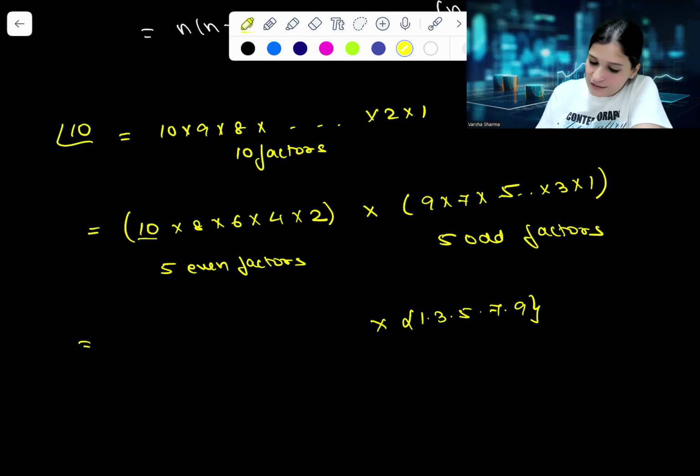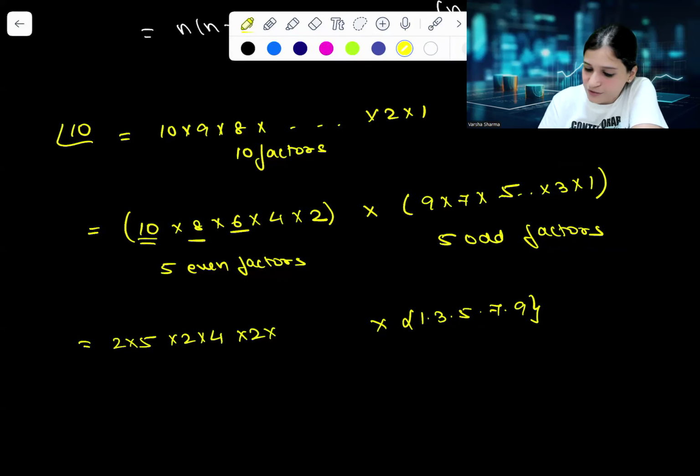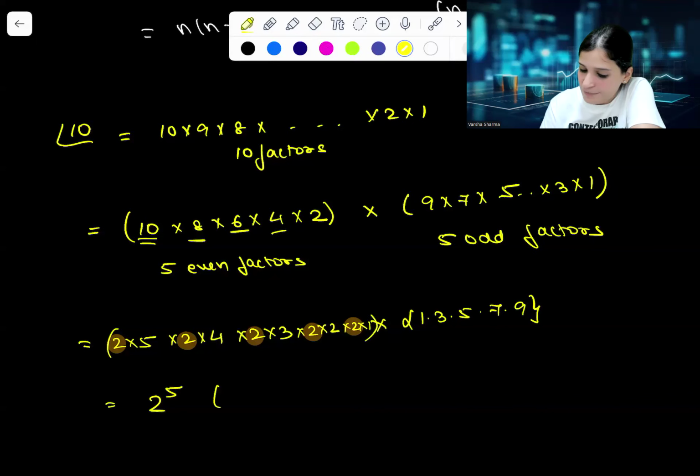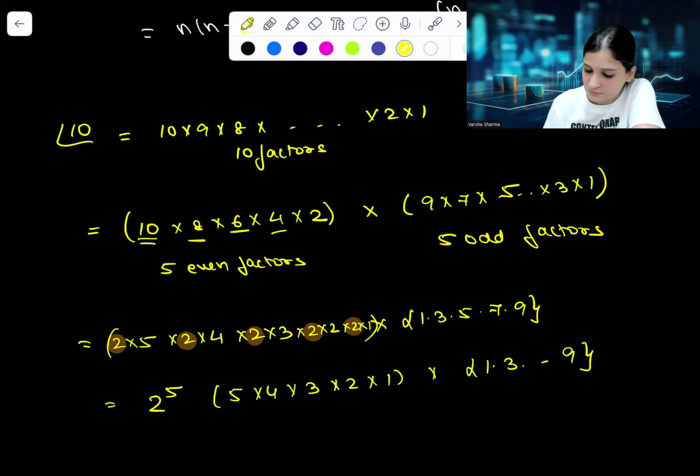So here, 10 can be written as 2 into 5, like the multiples of 3 we just did. 8 can be written as 2 into 4. 6 can be written as 2 into 3. 4 can be written as 2 into 2. 2 can be written as 2 into 1. How many 2's are there? 2 to the power 5. I'm left with 5, 4, 3, 2, 1, which can be written as 5 factorial. So 2 power 5, 5 factorial, and all the odd numbers.